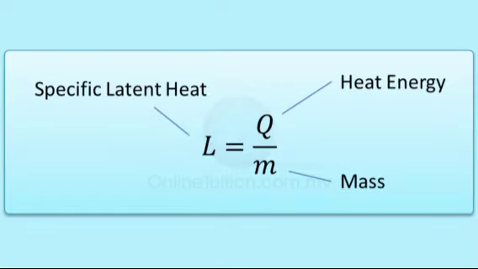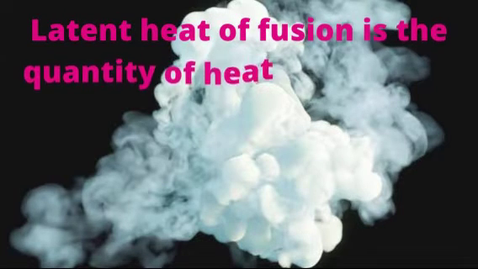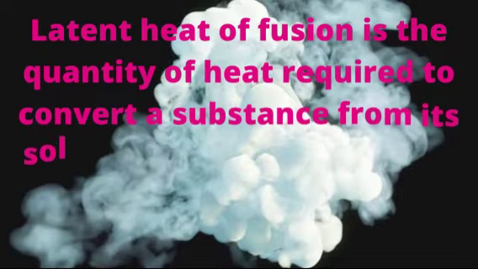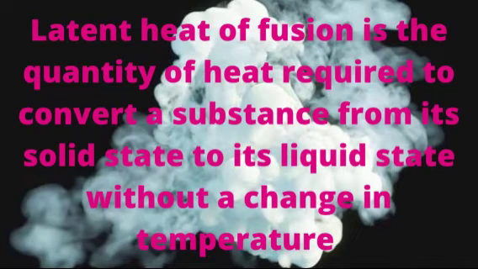It can be represented mathematically as the quantity of heat divided by the mass of the substance. The quantity of heat supplied divided by the mass of the substance, as you can see above. So latent heat, basically, cannot be measured by a thermometer. It's also known as invisible heat. And then we go to latent heat of fusion. Latent heat of fusion is the quantity of heat required to convert a substance from its solid state to its liquid state without a change in temperature, just as we have said.